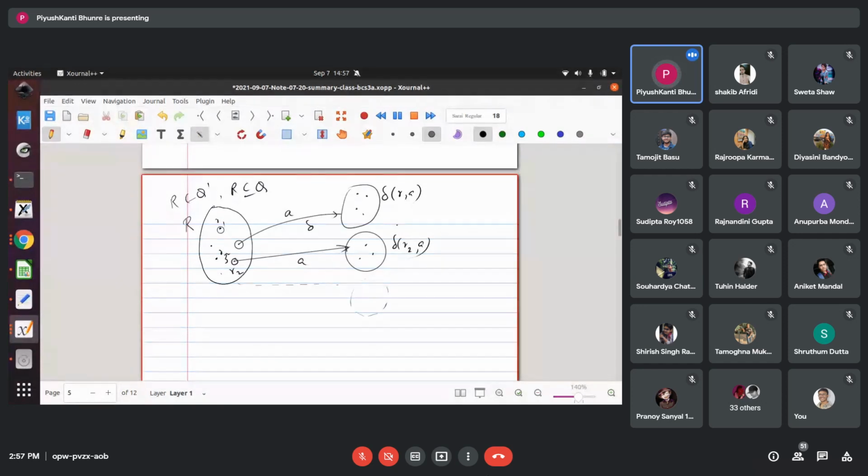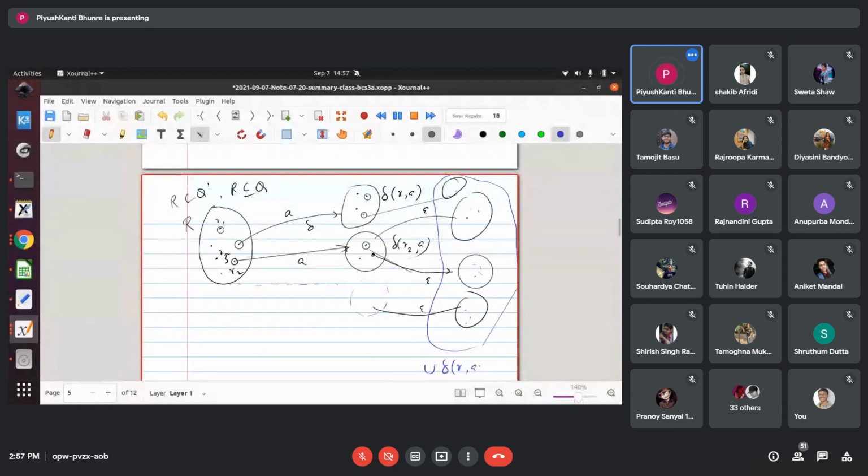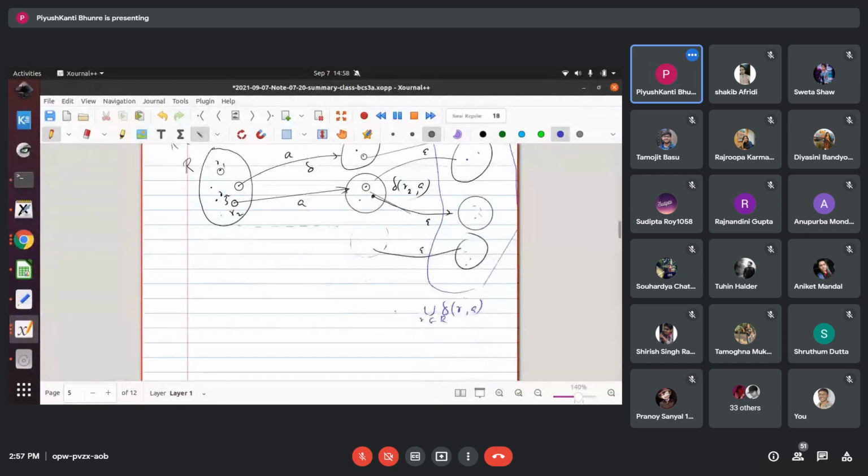Now, from each of them, consider there are epsilon moves. So that may be another set. That may be another set, and so on. So ultimately, you will have a set of states over here. So all are some states. So we take their union. So delta(r, a), where r belongs to capital R.